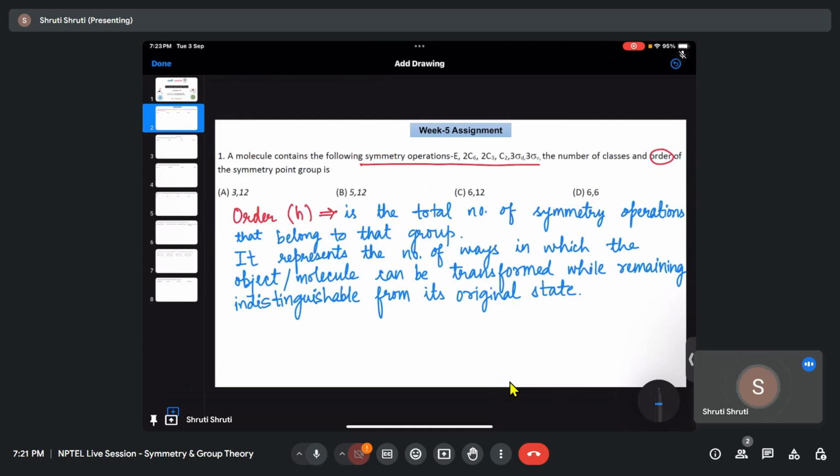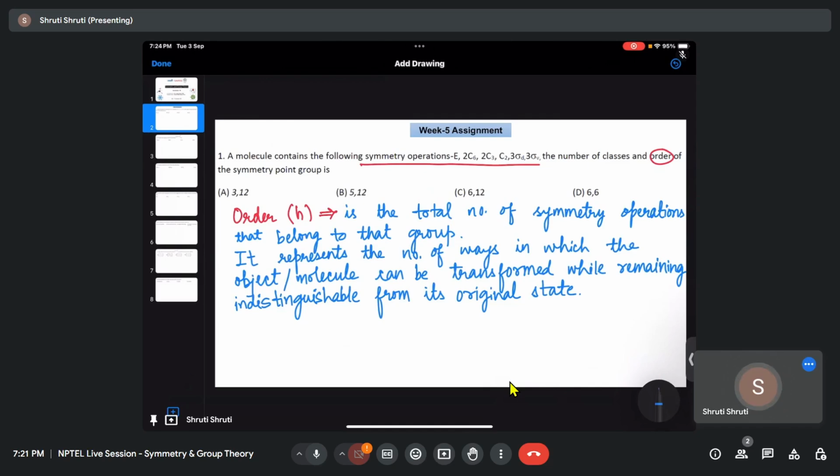So the question is, a molecule contains the following symmetry operations. The given operations are E, 2C6, 2C3, C2, 3 sigma D and 3 sigma V. And the question is, how many classes and what is the order of this point group. So first of all, what is order?